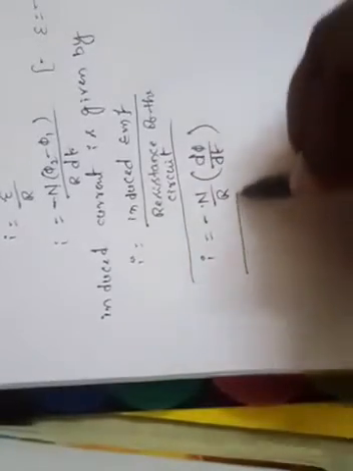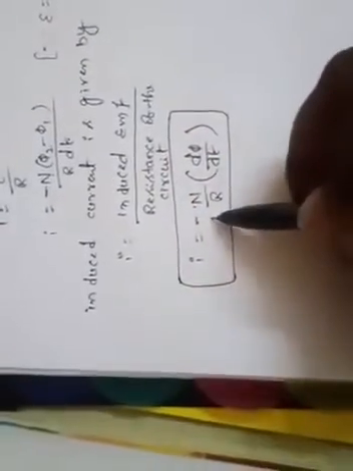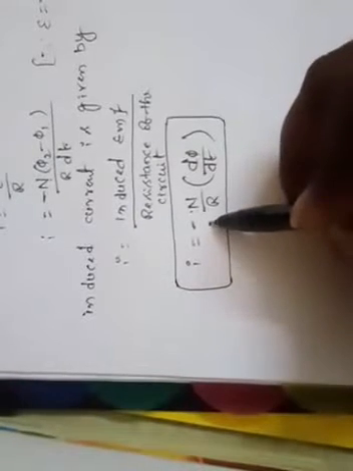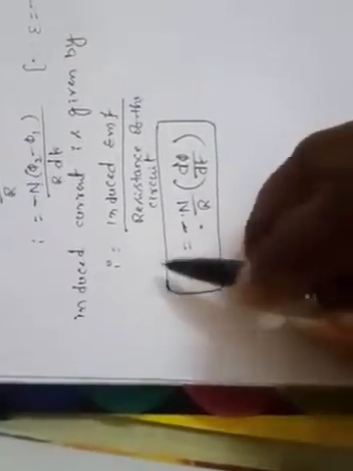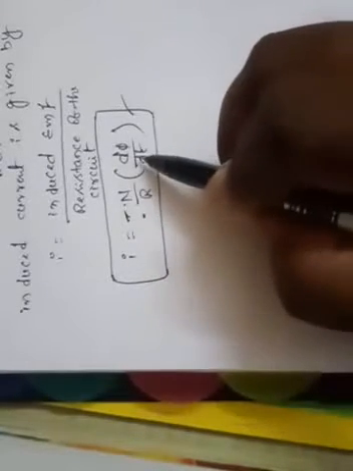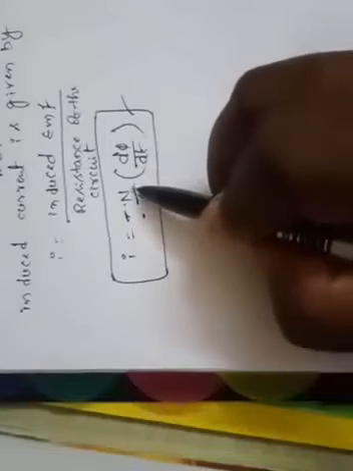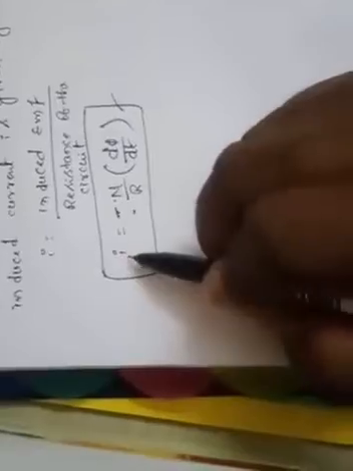Here what does that minus indicate? Minus indicates the induced current is produced in the coil in such a way that it opposes the change of flux. That is the indication of minus according to Lenz law. So this is the general expression for induced current. Here d phi by dt is the rate of change of magnetic flux, N is the number of turns in the coil, R is the resistance in the circuit, and I is the induced current. Next we'll see induced charge.